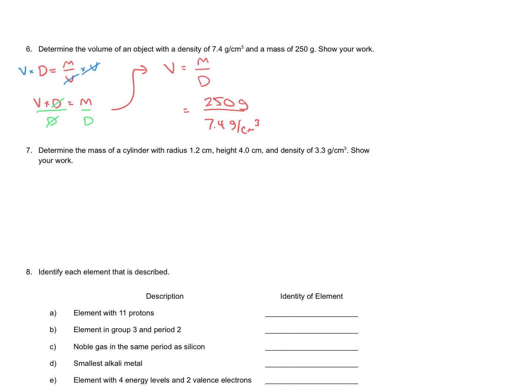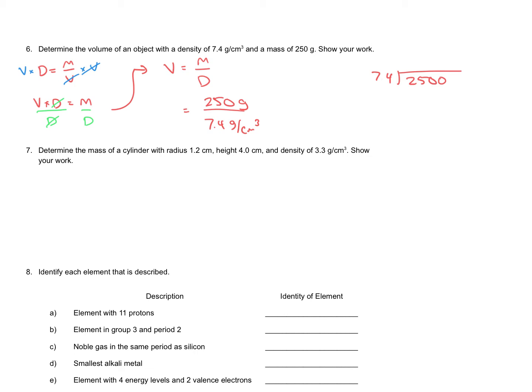And again, I don't have my calculator with me, so I'm going to do some long division on the side here. Make sure you bring your calculator to the test. Okay, 250 divided by 7.4. I'm going to change this to divided by 74 because I don't want the decimal there, which means I have to add a 0 to 250 to make it 2,500. So this is the same division, 2,500 divided by 74.